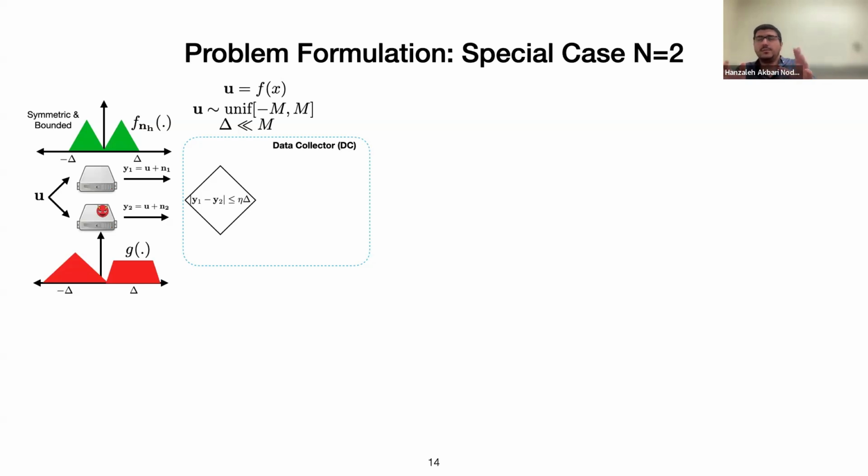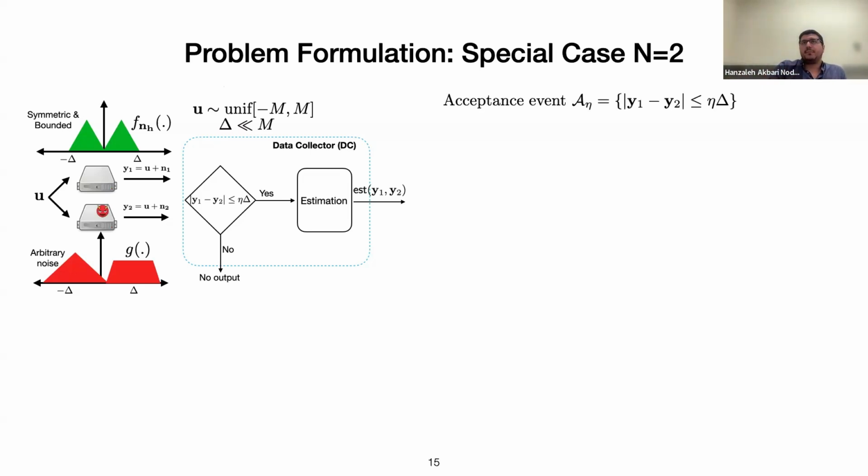We will talk about how to choose eta, but in the problem formulation, for some value of eta that we are going to choose, if the difference between y1 and y2 is smaller than eta delta, the data collector accepts the computation. And if it's not the case, it rejects y1 and y2, and there is no output. So the system is dead, it's killed. And once the difference between y1 and y2 is smaller than eta delta, it will output something as the estimation, using some estimation function denoted by EST.